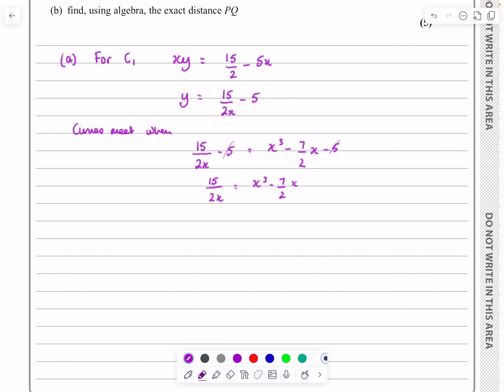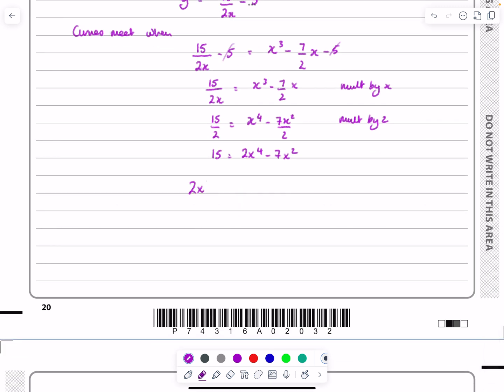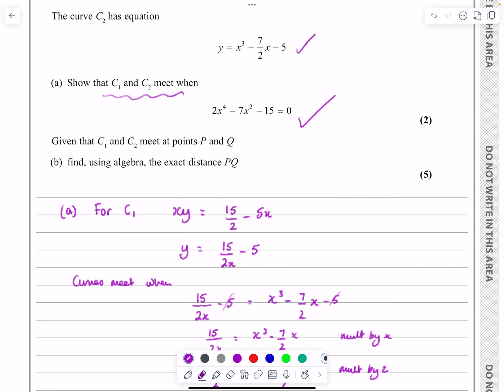Let's just multiply everything by x. So I'm going to get 15 over 2 is equal to x to the 4 minus 7x squared over 2. Let's multiply everything by 2. So we could say here, you don't really need this, but multiply by x, multiply by 2 is going to give me 15 is 2x to the 4 minus 7x squared. And if we look, we pretty much got that. So 2x to the 4 minus 7x squared minus 15 is equal to 0. Then that's this first part done here.